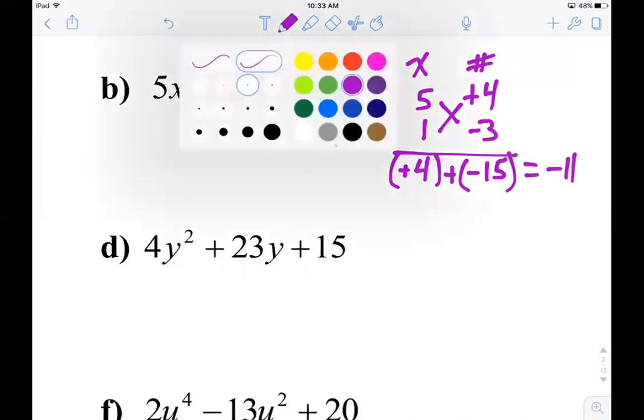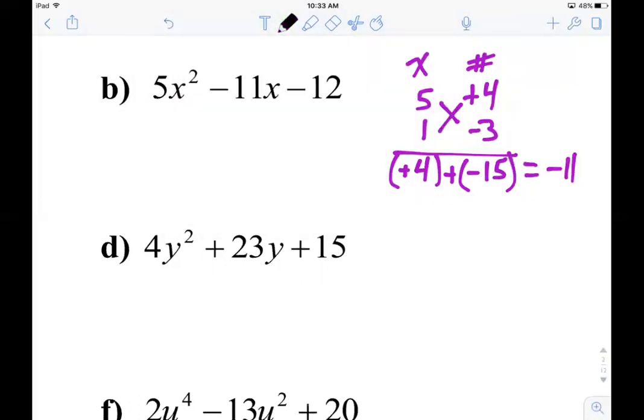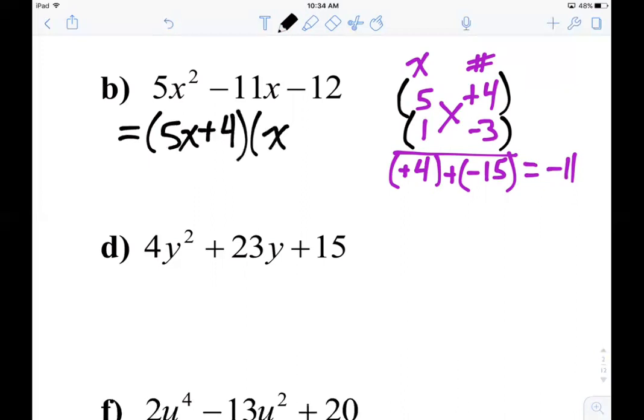So that means my first bracket is going to be created by this row of numbers, 5x, and then added with 4. My second bracket will be created by this row of numbers, 1x minus 3. So again, 5x plus 4. And instead of calling it 1x, I'll just say x minus 3. And again, expand these back out, and you'll realize you'll get the same result.